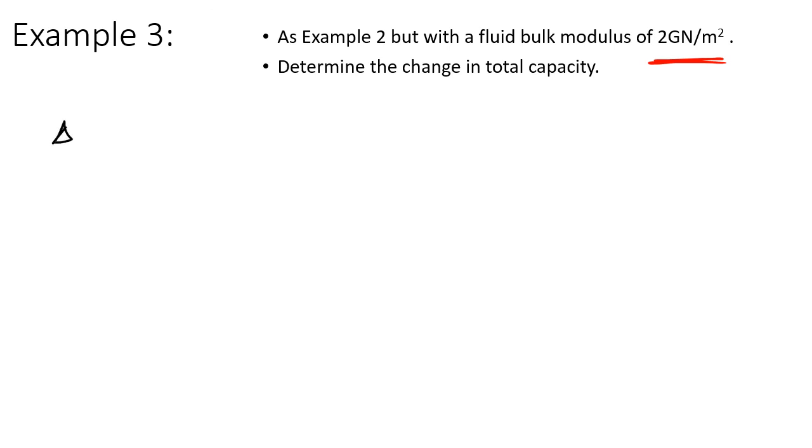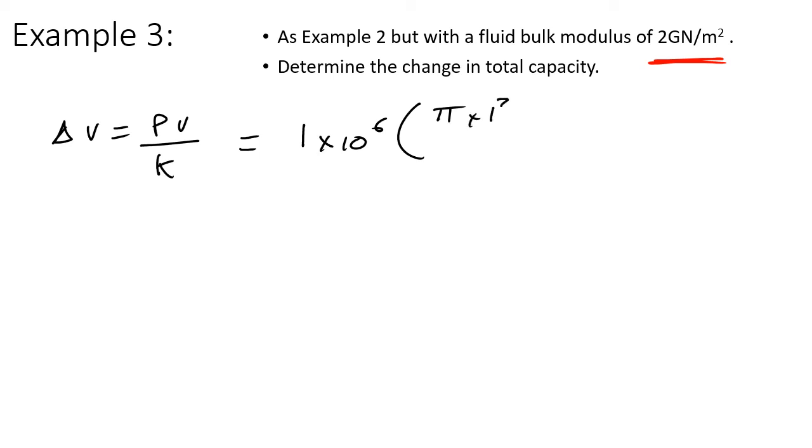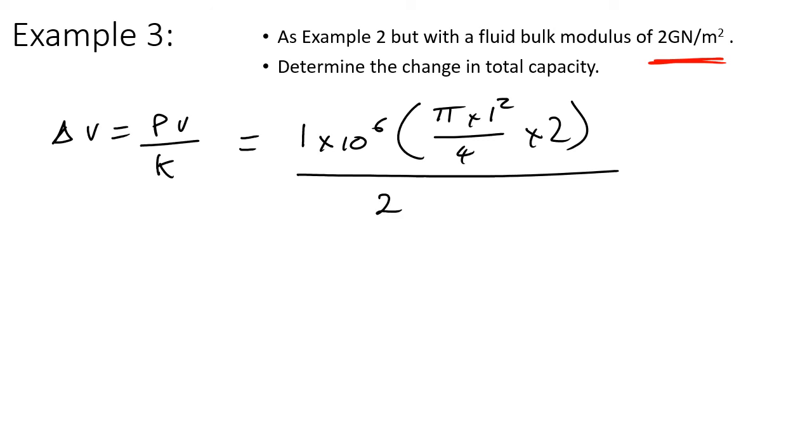Then our change in volume, remember on that last but one slide, it is PV over K, and that's going to be our pressure. So the pressure in the example was 1 times 10 to the 6, and the volume is pi times 1 squared over 4, a meter diameter, times 2 meter length, and that's all going to be over our bulk modulus, 2 times 10 to the 9, which equals 785 times 10 to the minus 6.